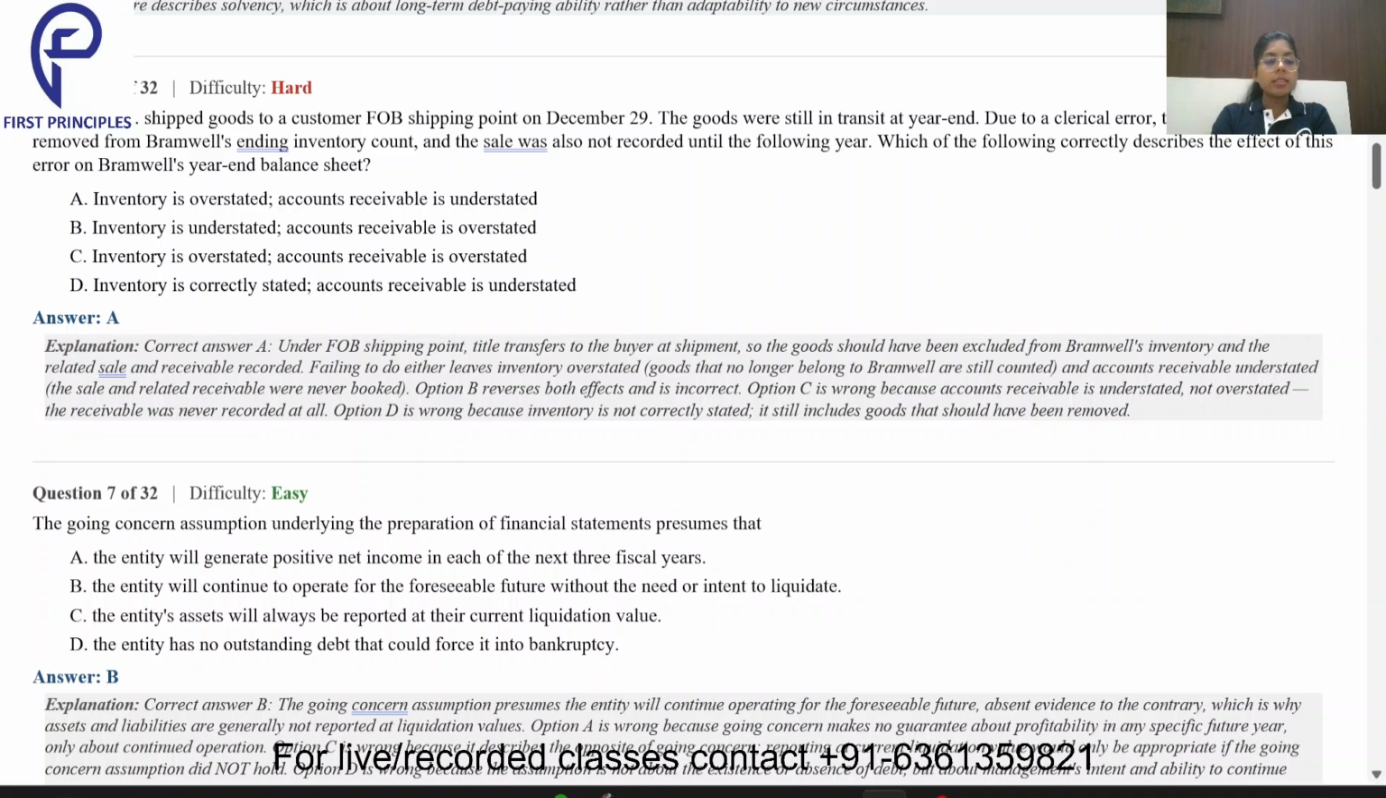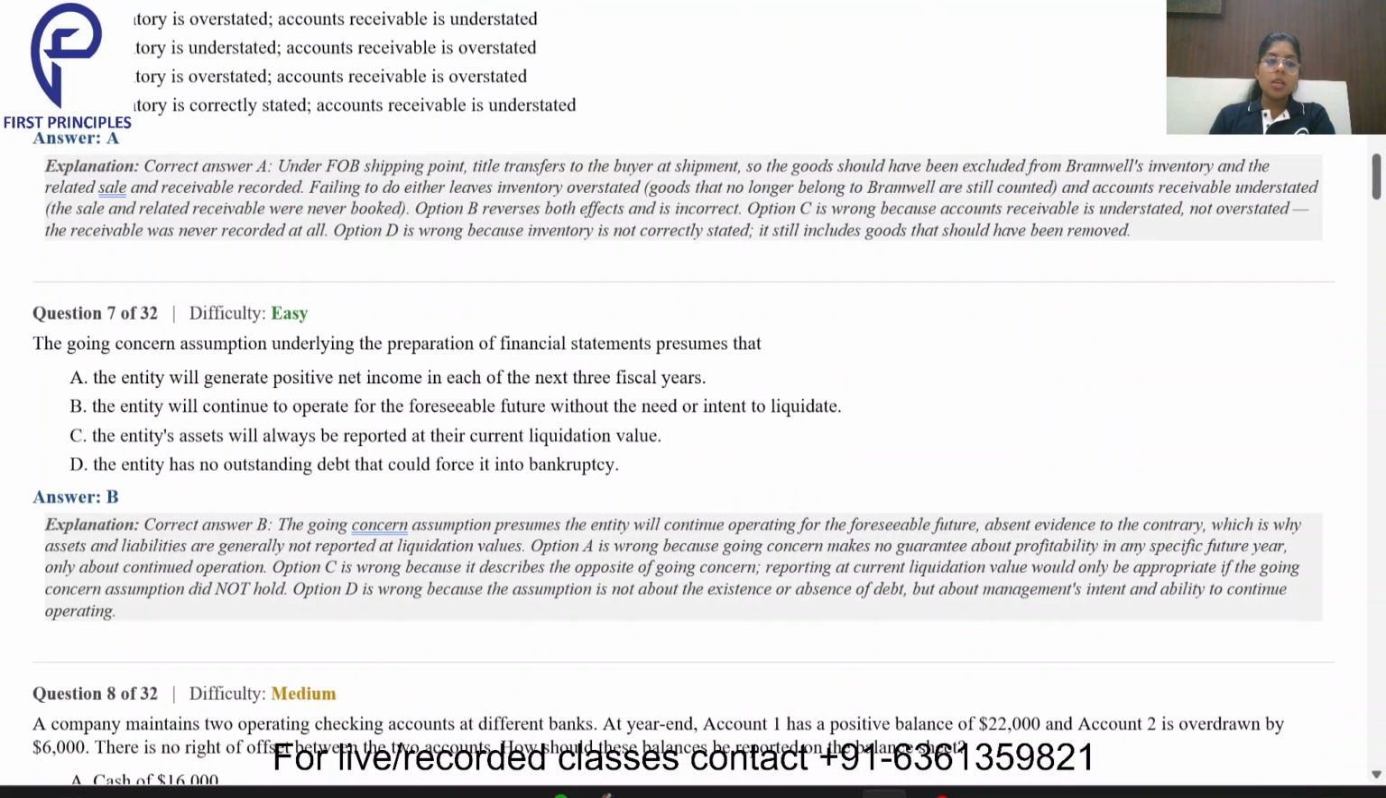Okay, next, coming to question number 7. The going concern assumption underlying the preparation of financial statements presumes that. What is the going concern assumption? It assumes that the business is going to exist for an indefinite period of time. That is the assumption of the going concern.